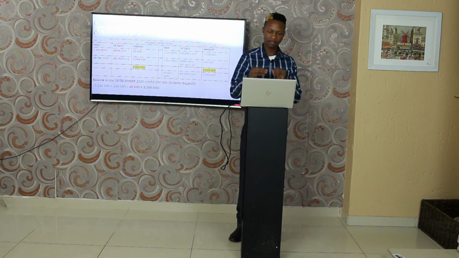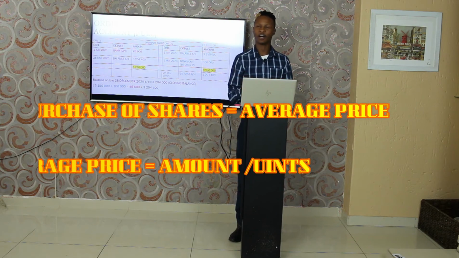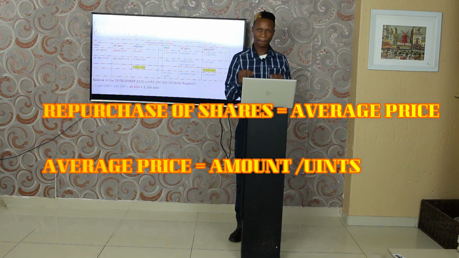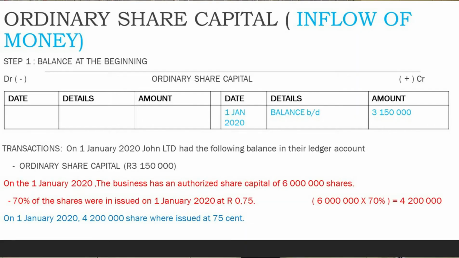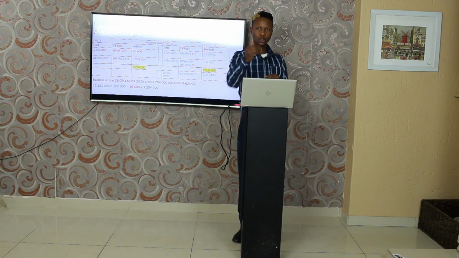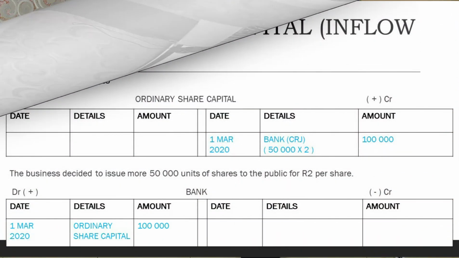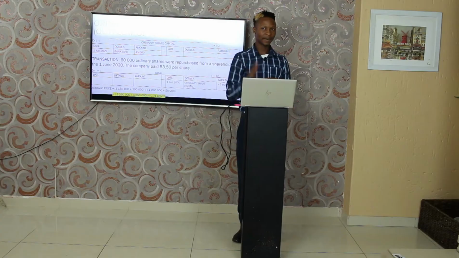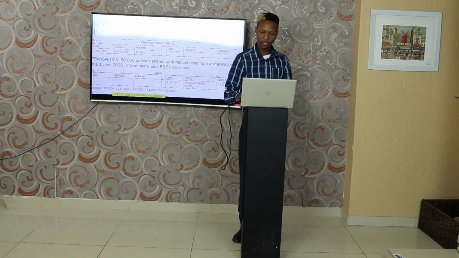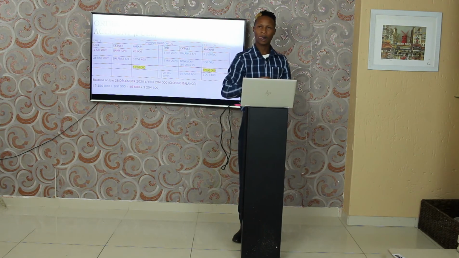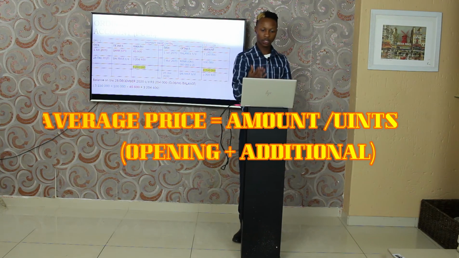Okay, here I was talking about, guys, whenever we issue shares, we must find our average price. You must think of your average price. At the beginning of the year, we had 4,200,000 shares in issue. Those are our units of shares. And then we decided to issue 50,000 more shares. So you're going to say your 4,200,000 units of shares plus your 50,000 issued shares equals 4,250,000 shares.